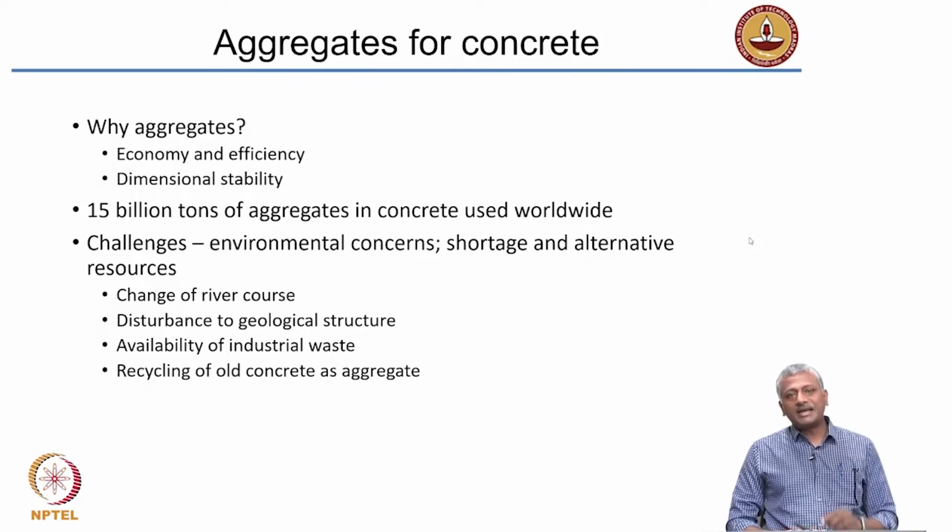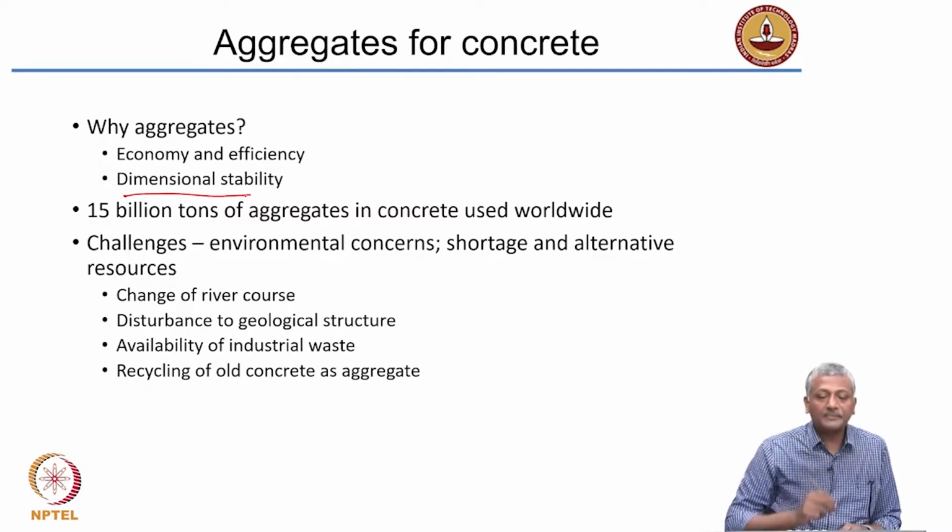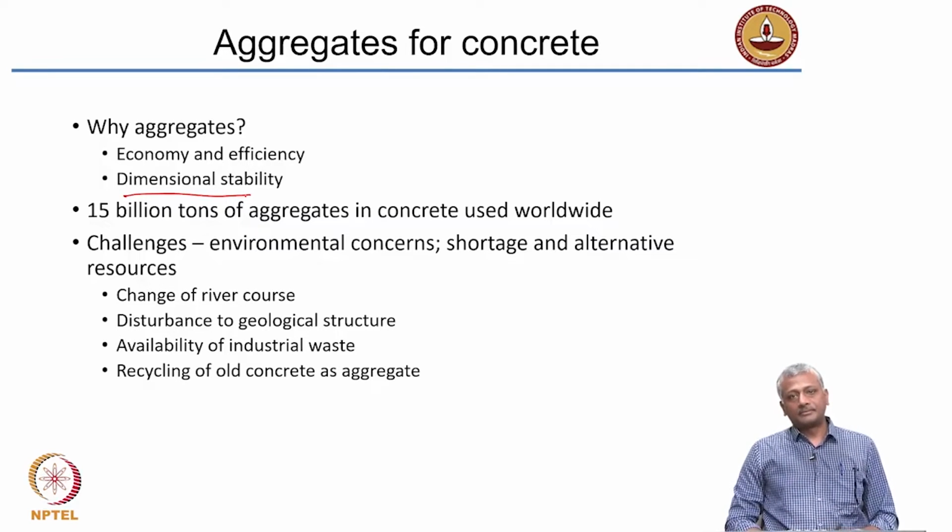Now when you start putting the aggregates inside, sand and stone, that essentially restrains the change in volume. In other words, you have better dimensional stability when you use aggregate. Okay? Aggregate is absolutely important to make the concrete economical, efficient, and also dimensionally stable. That's the most important aspect of using aggregate.